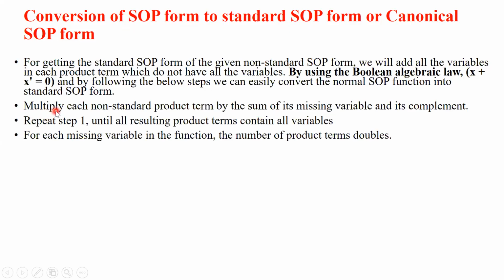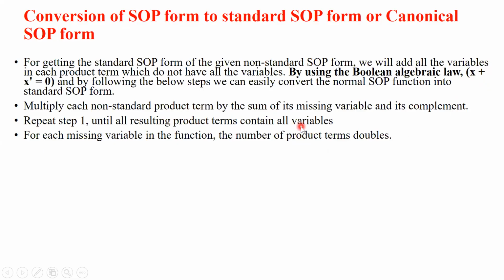Now what I will do is multiply each non-standard product term by the sum of its missing term. Suppose I have A, B, and C is not there. So AB is already there, then I will include the C term. So I will write C plus C dash, because C plus C dash is 1. Repeat this step until all the terms are there.